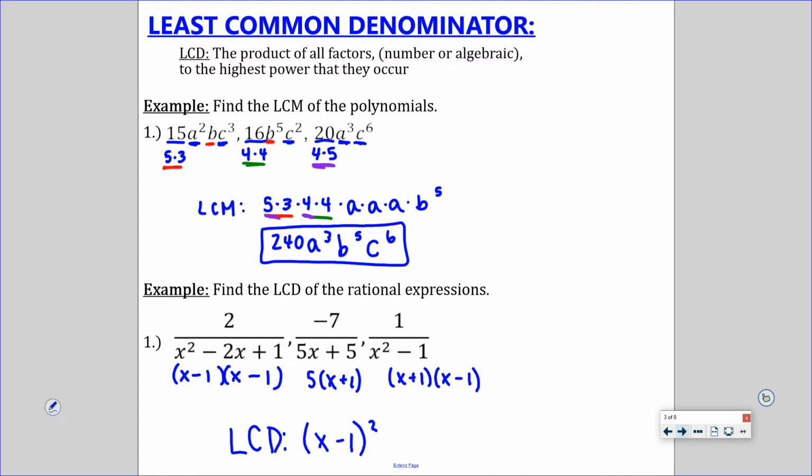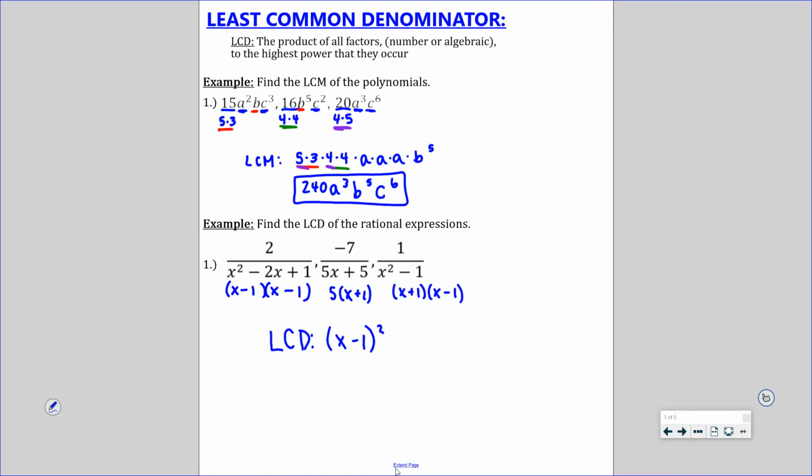Second fraction has a factor of 5. Is that represented in my LCD right now? No. Usually with numbers, I'll put them on front here. So there's a 5, and it has a factor of x plus 1. Is that in my LCD? No. So I need to multiply that in.